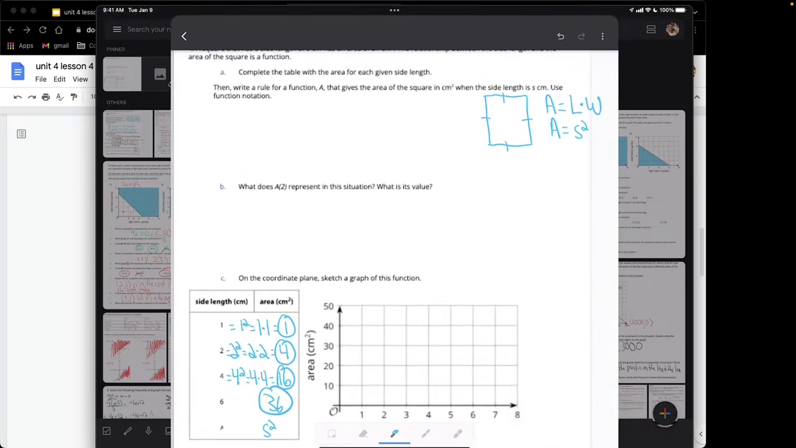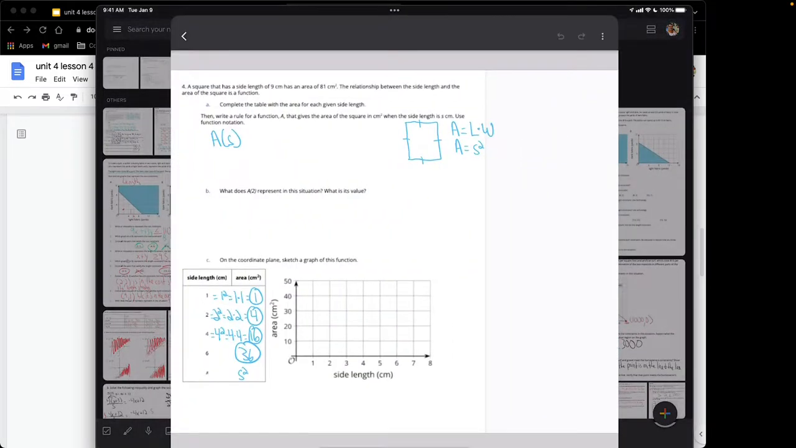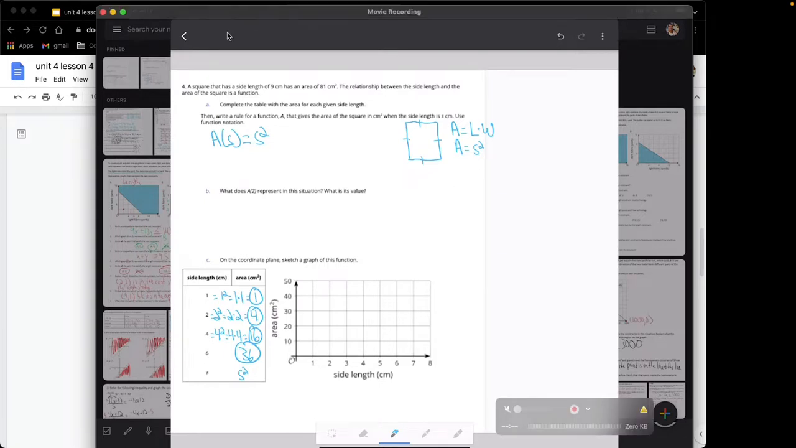So to write our function rule using function notation, remember with function notation, we're going to call our function a, and the variable that we plug in for is s. So my formula is going to be a of s equals s squared. So the area is going to be equal to the side length squared. So a of s equals s squared.